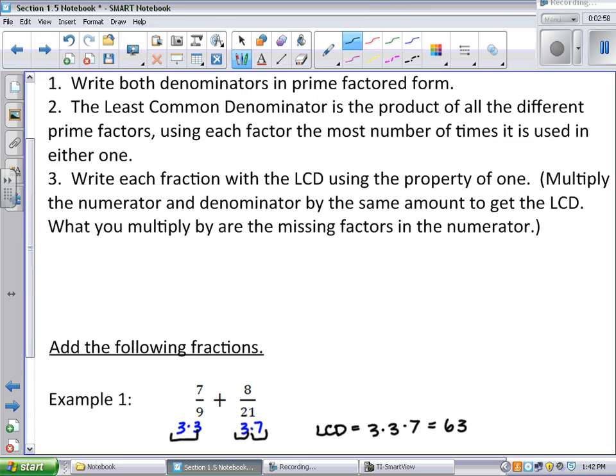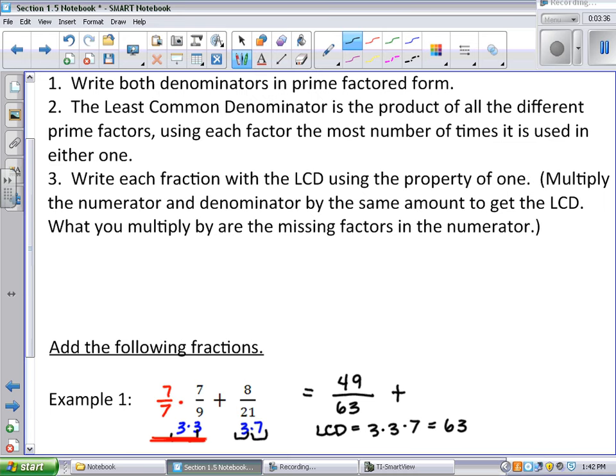Now, when I think about what I have to multiply by using the property of 1, I look at my factors. My denominator should have 3 times 3 times 7. So what is this one missing? It has the 3 and the 3. It's missing the 7. So I'm going to multiply my first fraction by 7 over 7. Multiplying by 7 over 7 gives me 49. 7 times 7 is 49. 7 times 9 is 63. And yes, we said our lowest common denominator should be 63.